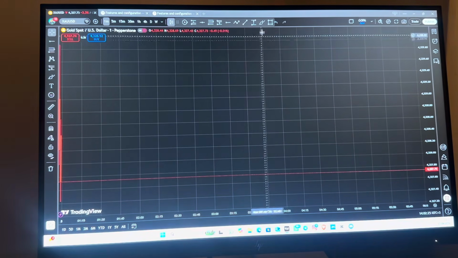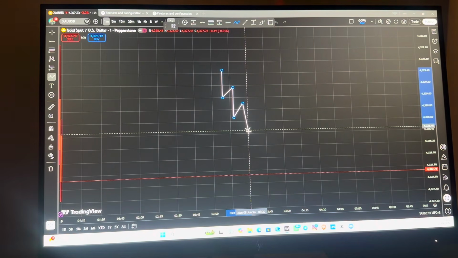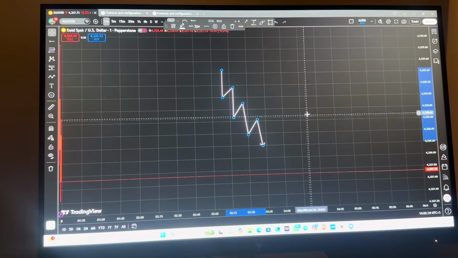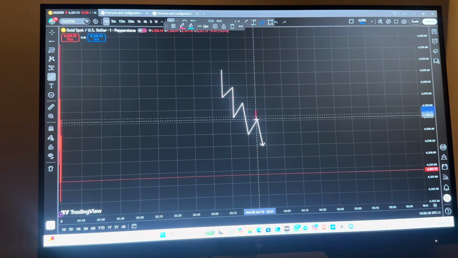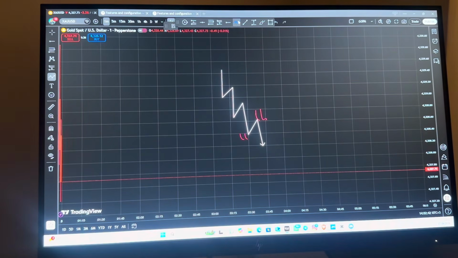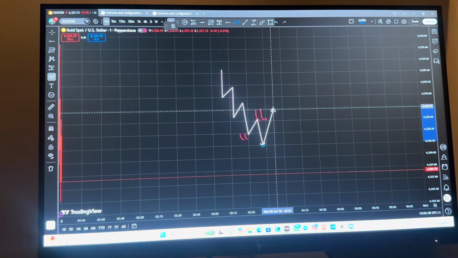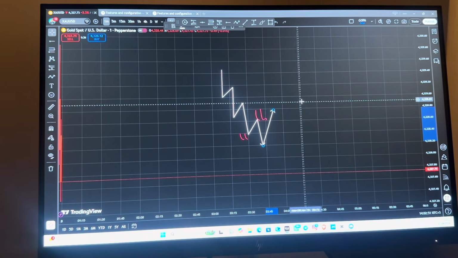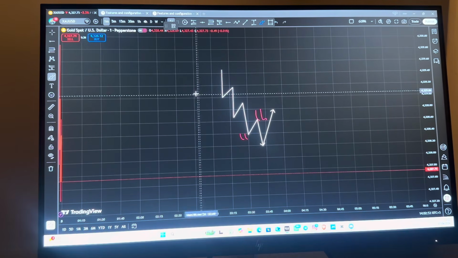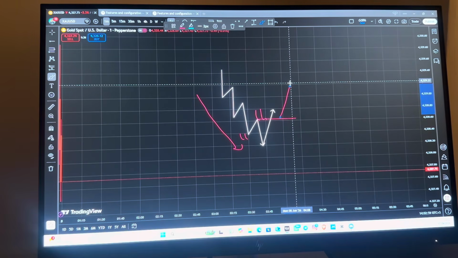Let me delete. Lower low, lower high, lower low, lower high, lower low, lower high, lower low. These tops here are our lower highs. These bottoms are our lower lows. The same thing: if you see your market closed above your lower high, what has this market done? This market has shifted its structure. So if you are selling, you will start doing what? You will start buying. So this is what we call reversal.